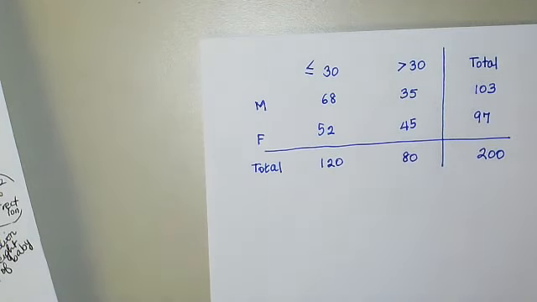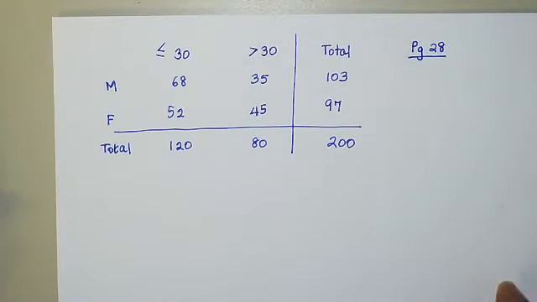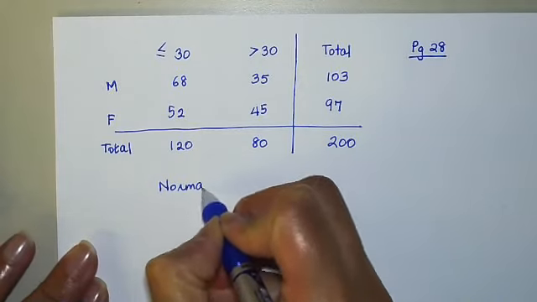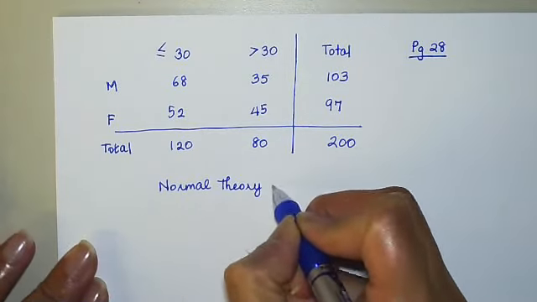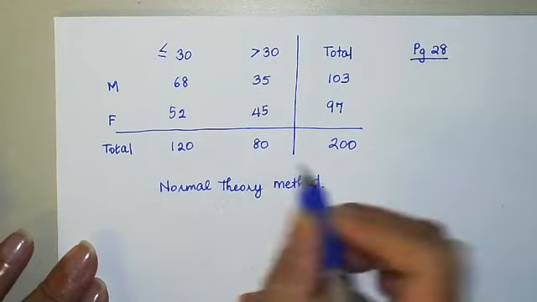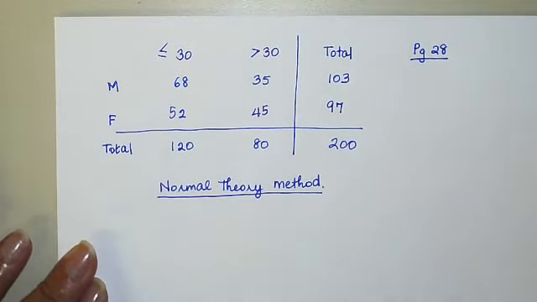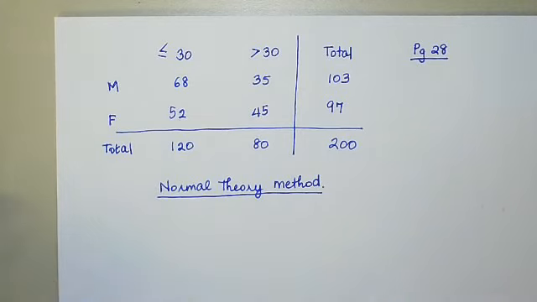What is P1 hat? P1 hat is the proportion in the first sample, right? Can you find me P1 hat? I'm doing normal theory method. Is that P1 hat? P1 hat is equal to x1 over n1, right? So, which is x1 and which is n1?